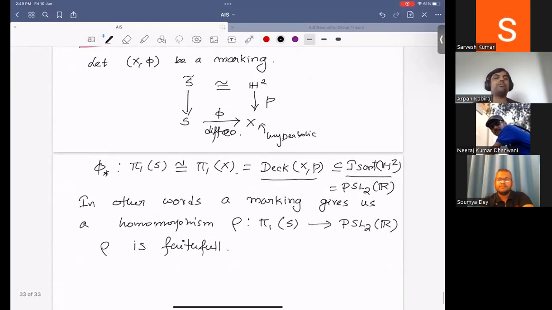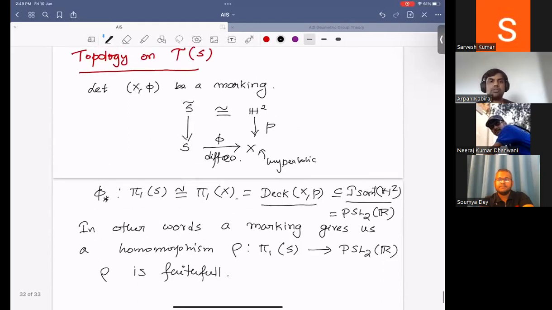Okay. So whenever you have a homomorphism from a group to some matrix group, you think of it as a group acting on some vector space, and the matrix group is the linear transformations. So that gives you a representation. So a homomorphism from pi 1 S to some subgroup of the group of invertible matrices, you can think of as a representation. That's the terminology we are using. So every marking gives me a representation, or a homomorphism, which is injective. That means the representation is faithful. It's the first thing.